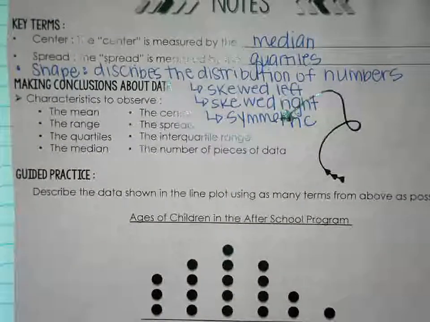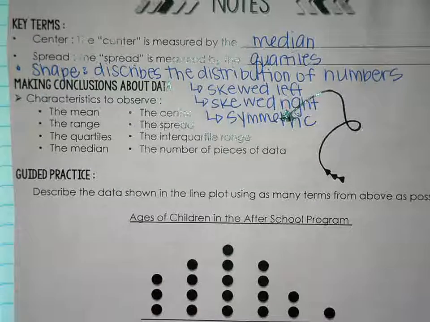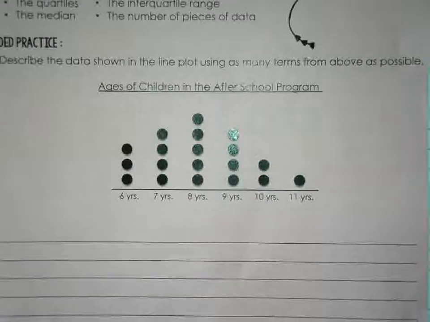And the number of pieces of data also makes a difference. Is there more? Is there less? The number of data pieces you have can make a difference in the data that you are talking about, and it does matter, especially depending on the type of project you have. So here, this is the guided practice part. It says describe the data shown in the line plot using as many terms as possible from above.